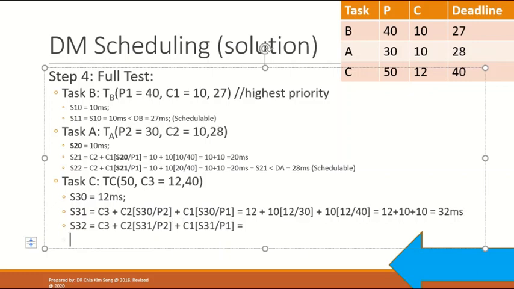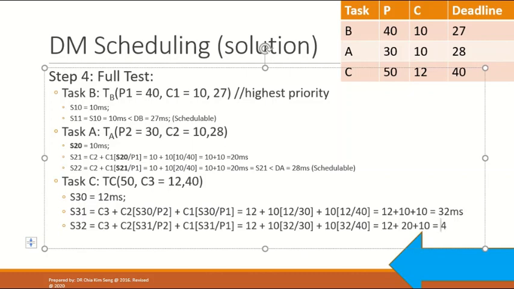12 plus 10. Okay, S3,1 is 32 divided by 30. So you get 1 point something. So 1 point something will ceiling out to become 2. And this one is still 0 point something, so it will ceiling out to become 1. 12 plus 20 plus 10 plus 8 equals 42.